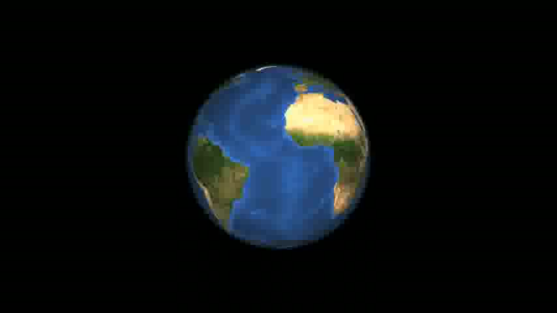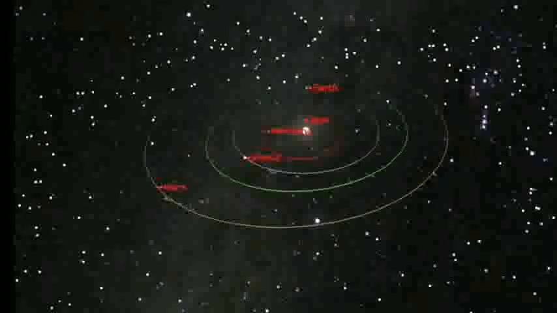And what you're looking at now, that's rotation. What you're looking at now, that's revolution. Mercury, Venus, Earth, and Mars all revolving around the sun, and including the asteroid belt. Now, our solar system really focuses on the sun and the 8 planets. The 4 terrestrial planets, Mercury, Venus, Earth, and Mars, and the 4 Jovian planets, Jupiter, Saturn, Uranus, and Neptune.